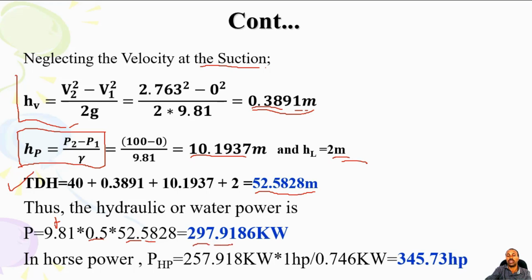So you can convert into horsepower. One horsepower is 746 watts. We know 1 horsepower, 1 HP, is 746 watts. Clear?